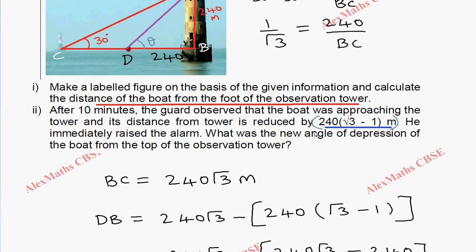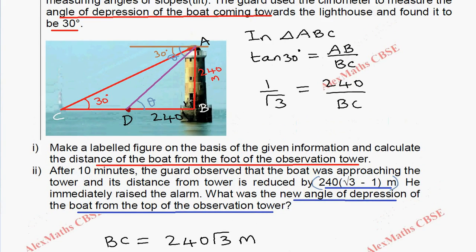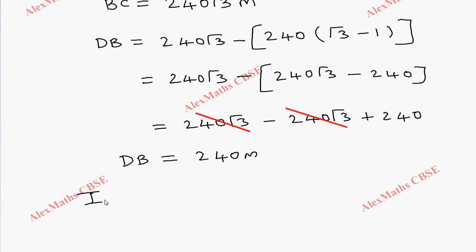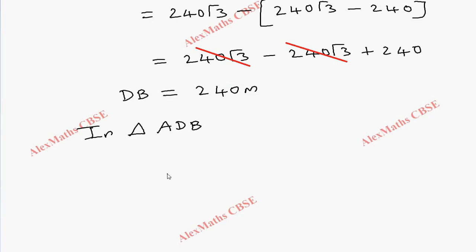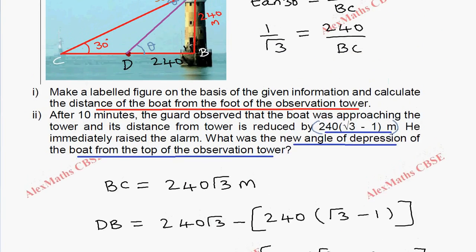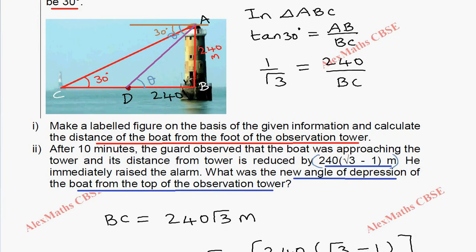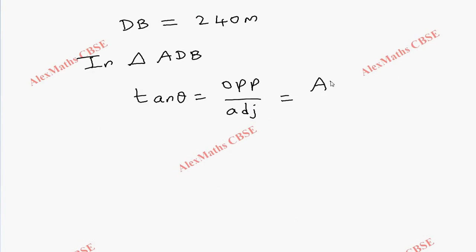Now we have to find the new angle of depression from the top of the observation tower. So here we are going to take this small triangle ADB. So in triangle ADB, let's take tan theta. Tan theta equals opposite side by adjacent. Now the opposite for this angle is AB and adjacent is DB. So AB divided by DB.